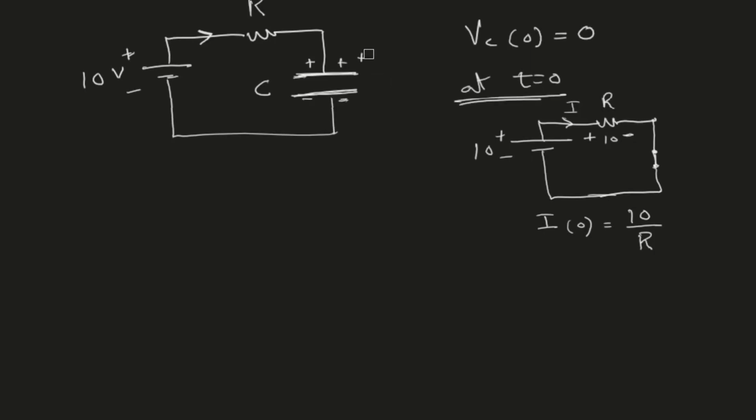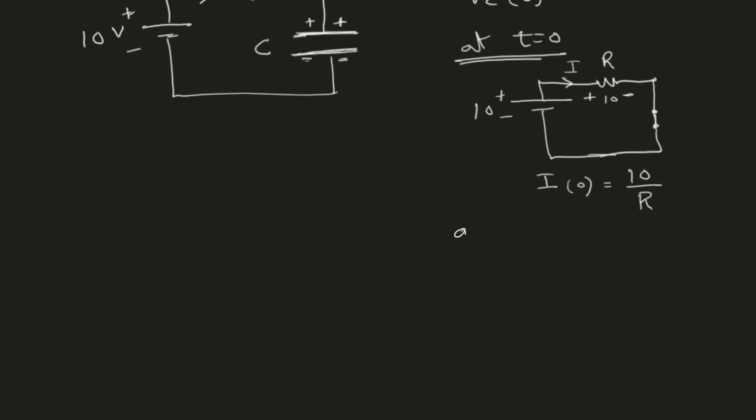I will erase these extra signs so that we don't get confused. So I will have some charge across the capacitor, and now the capacitor has charged to some voltage, not to 10 volts, but to some voltage. So let's say at some later time, which we do not know right now, but later we will calculate it, t equals t1, the circuit now looks like this.